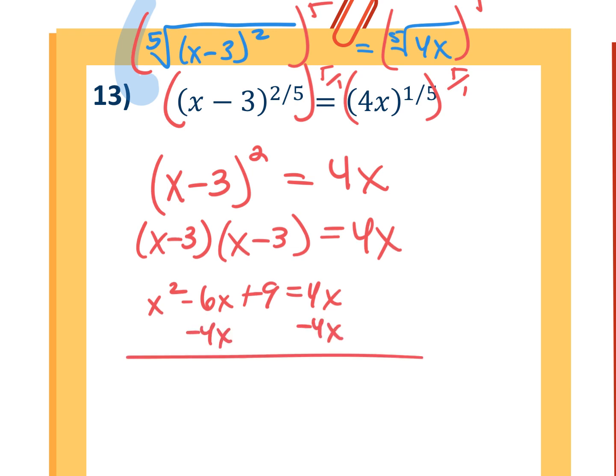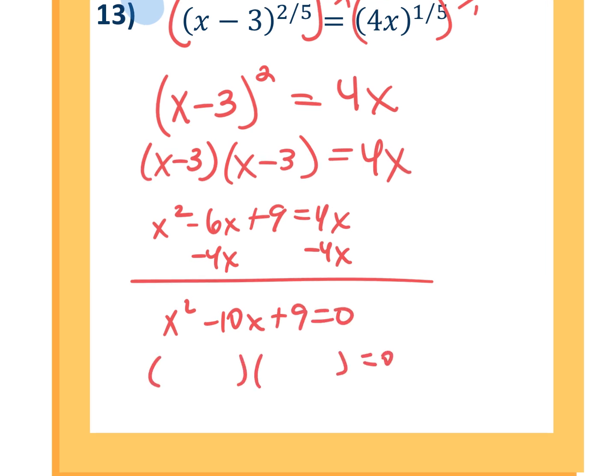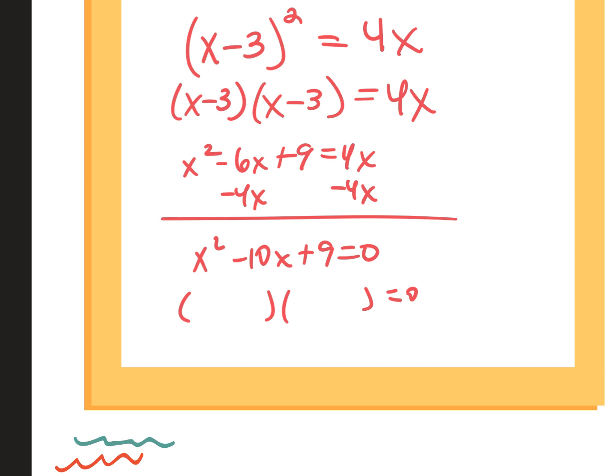Last step. Work with me. I know you guys are working ahead. Work with me. Come on. Okay, x squared minus 10x plus 9 equals, awesome. Factor it. Factors of positive 9 that multiply to give me positive 9, add to give me negative 10.